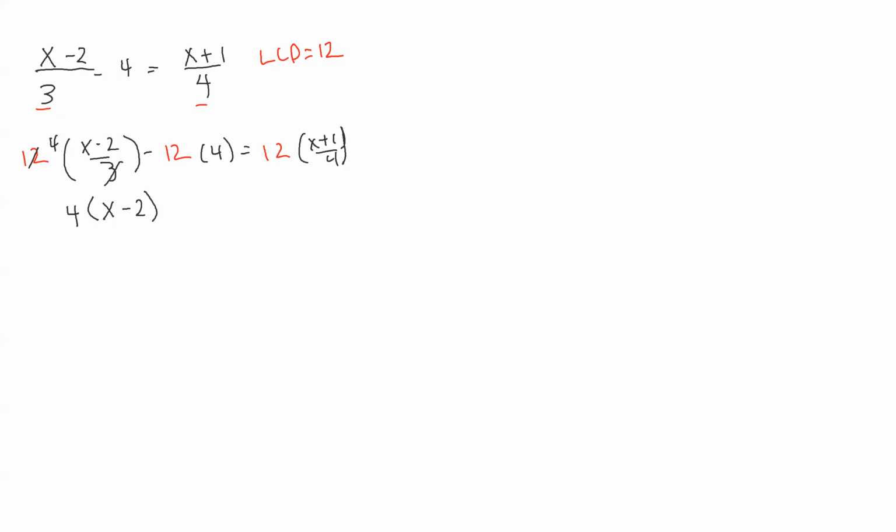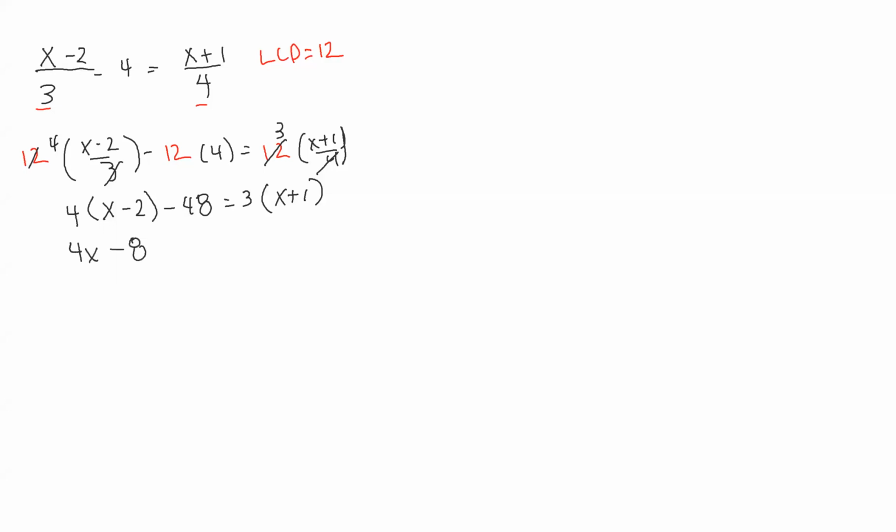And then 12, negative 12 and 4 is negative 48. And then the 4 in the last term goes into the 12 3 times, and I'm left with 3 times the numerator, x plus 1. So again, you take a couple quick steps, multiply all the terms by the LCD or multiply both sides by the LCD and then distribute, and you get an equation that no longer has fractions. It's much easier to work with. So at this point, we want to distribute. So 4 times x is 4x.